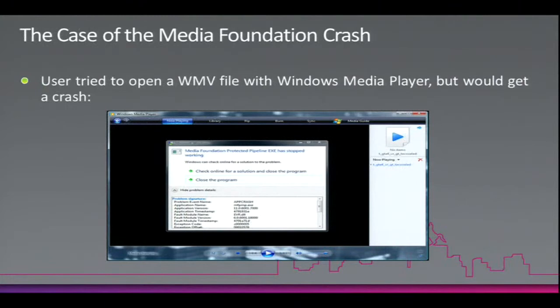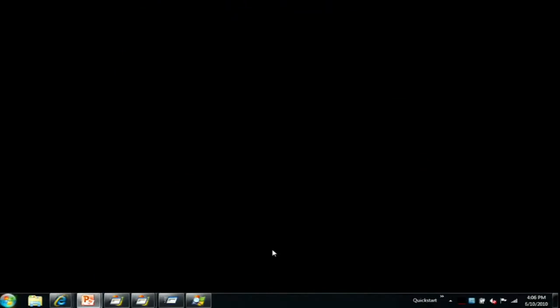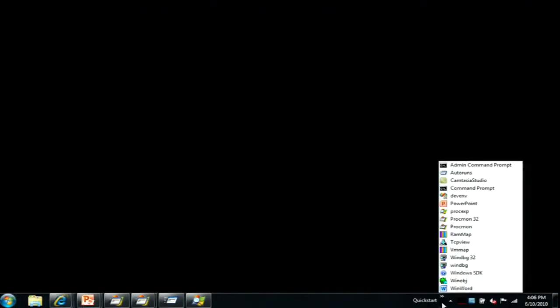In this particular case, a user tried to open a Windows Media video file with Windows Media Player, consistently 100% reproducible. They open the file, any WMV, and they get this crash: Media Foundation Protected Pipeline exe has stopped working. So they open up the dump file. Let's go take a look at that dump file.